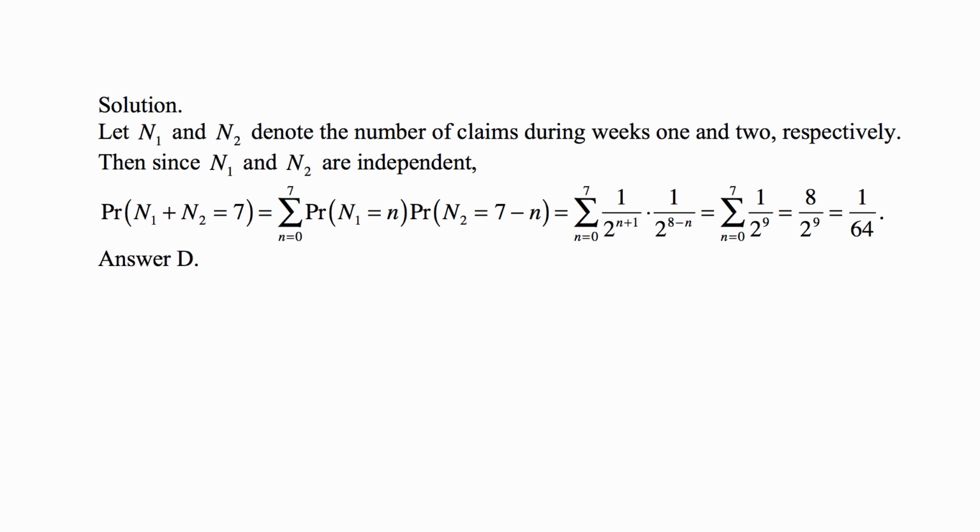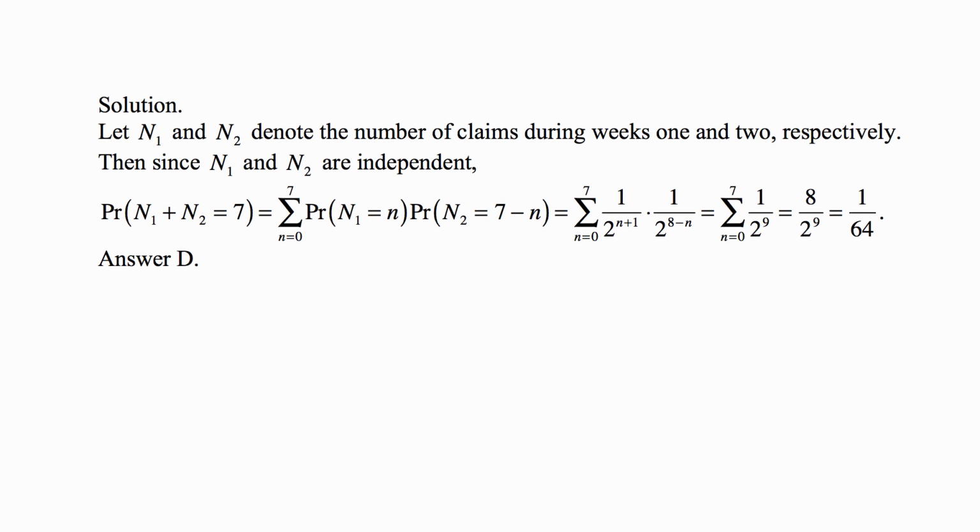And by the way, we can multiply these probabilities, even though we're talking about the probability of the intersection of those two events, that n1 is equal to n, and at the same time n2 is equal to 7 minus n. The probability of that intersection of two events is the product of probabilities because these are independent events. So we're using the fact that n1 and n2 are independent.